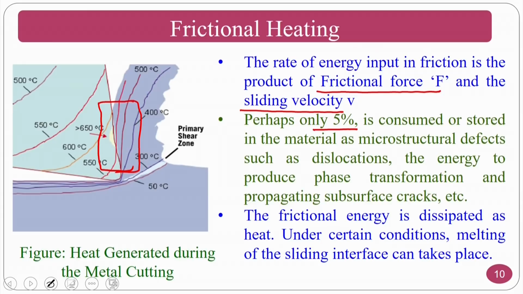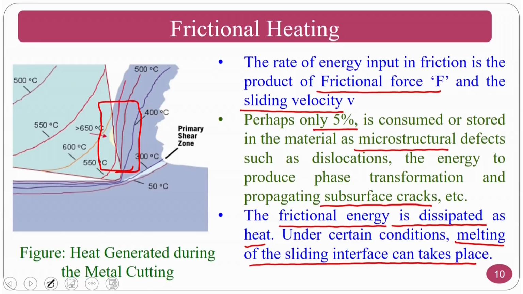If the temperature is raised, what will happen? Microstructural defects or microstructural changes will take place. If the temperature is still more, what will happen? There will be defects, cracks, and all those things. So this is about the frictional heating drawbacks. Frictional heating is dissipated as heat. Normally, the frictional energy, the stored energy, can dissipate as heat under certain conditions, and melting of the sliding interfaces can also take place.